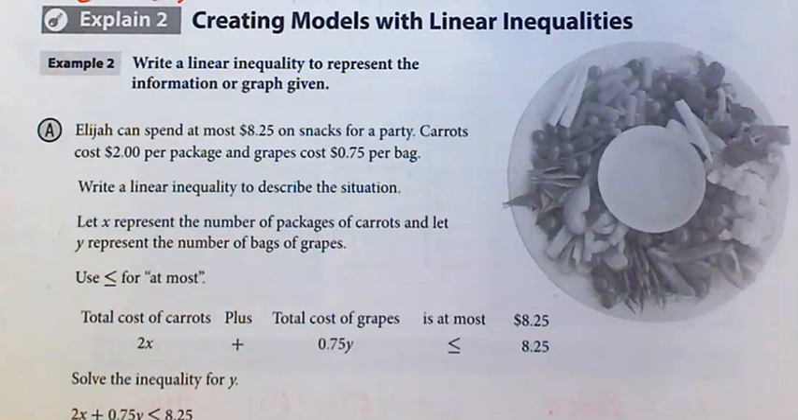All right, I'm now looking at the bottom of page 344 where it says creating models with linear inequalities. And it says Elijah can spend at most $8.25 on snacks for a party. Carrots cost $2 a package and grapes cost 75 cents a package. Write a linear inequality to describe the situation.